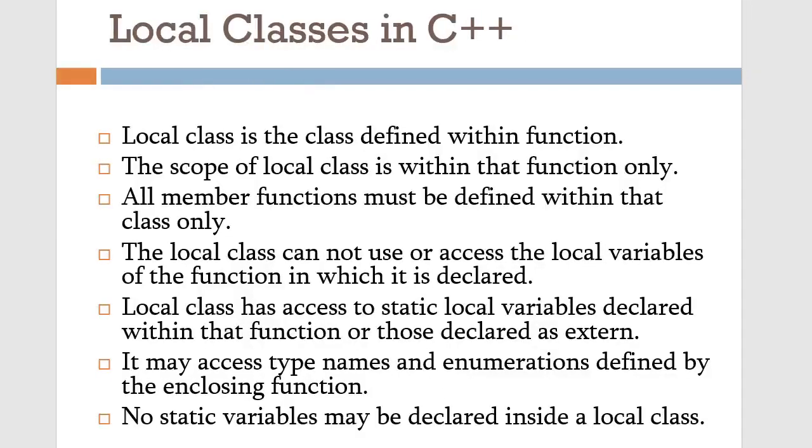Now let's talk about the local classes in C++. A local class is a class defined within a function body. The scope of the local class is within that function only, and all the member functions must be defined within that class. So let's understand these three points with an example.